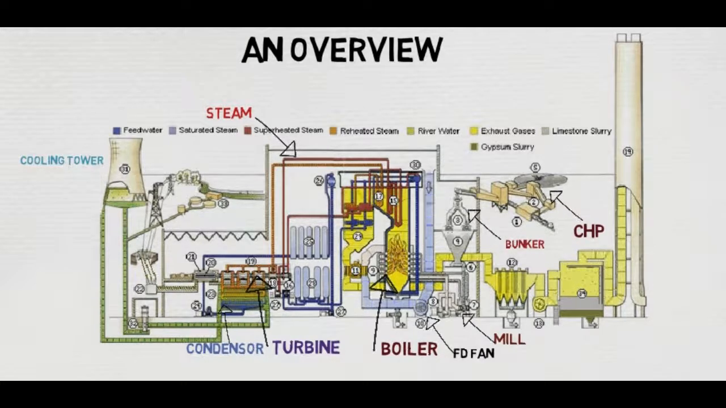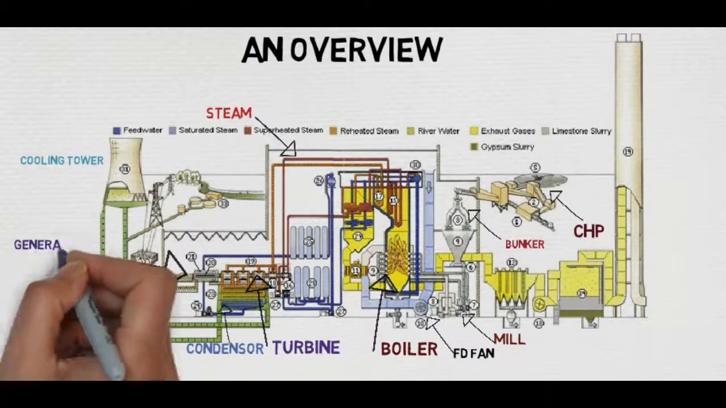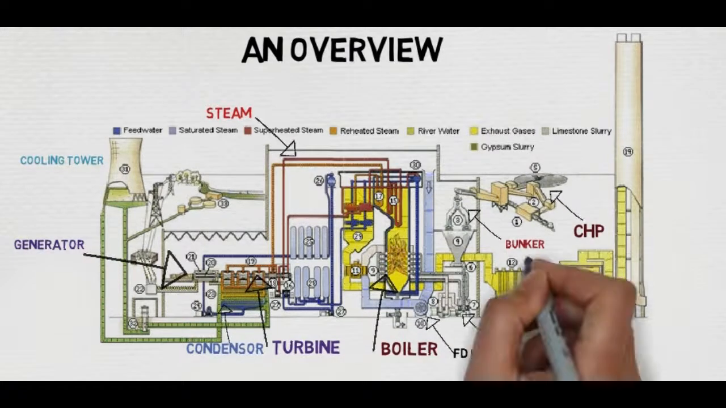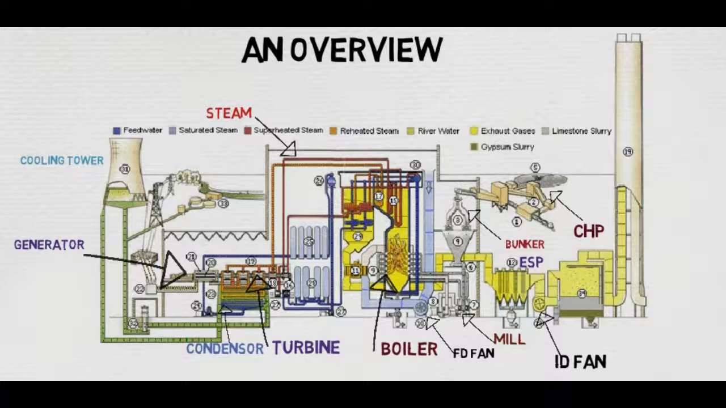As the turbine rotates, it also rotates the generator. As the generator rotates, it produces electricity. Now, the flue gas and the ash after the combustion are sucked by the ID fan and pass through the ESP, and then are released through the chimney.